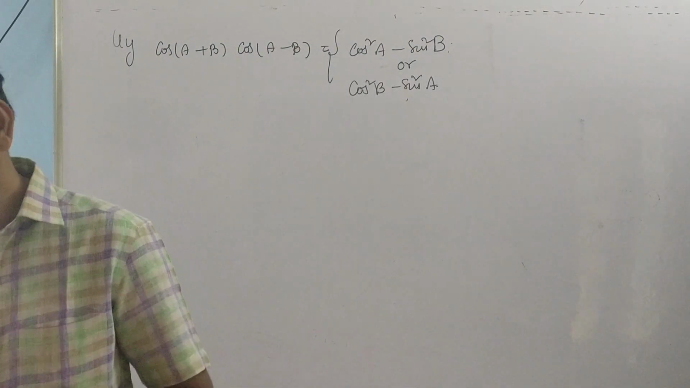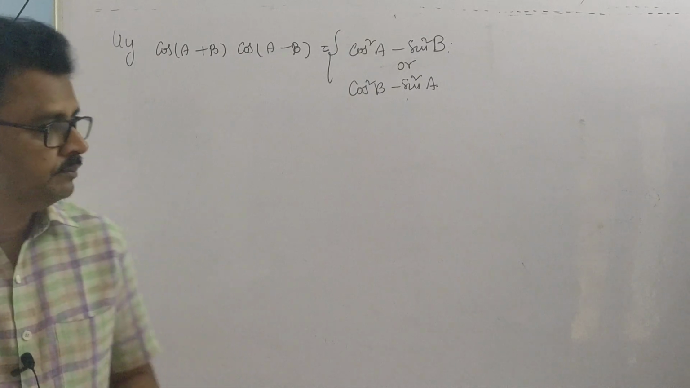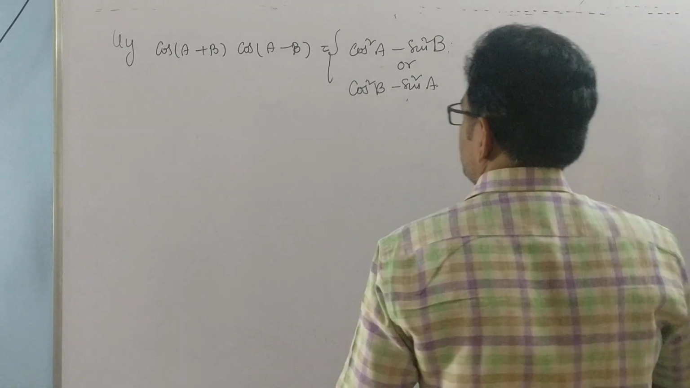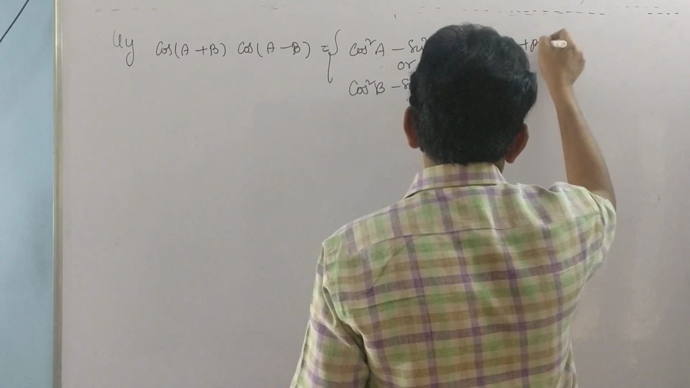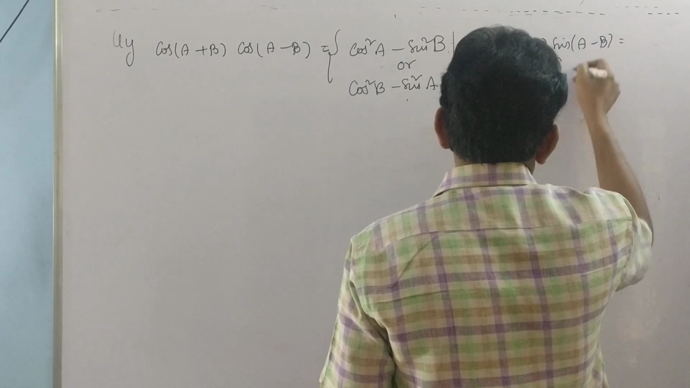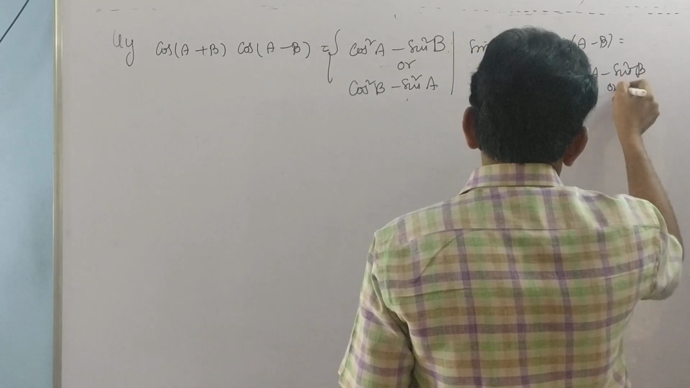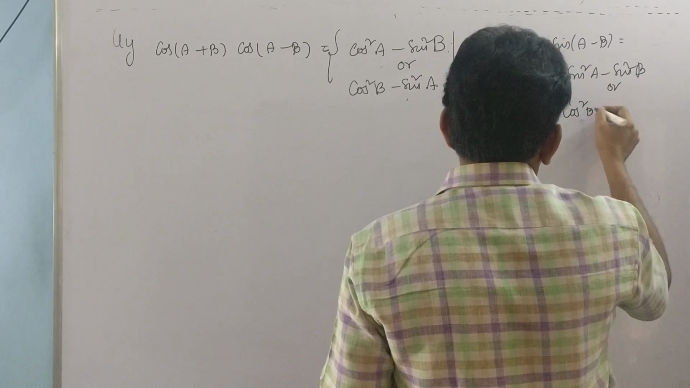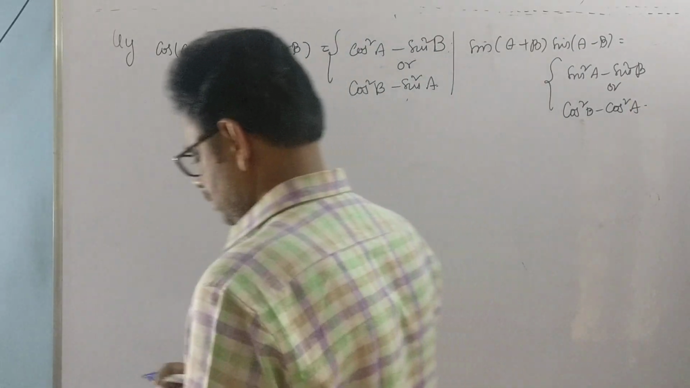Now we have to do some examples based on these problems. So what are the formulas you have? And also this is one: sin of a plus b into sin of a minus b is equal to sin square a minus sin square b, or cos square b minus cos square a.